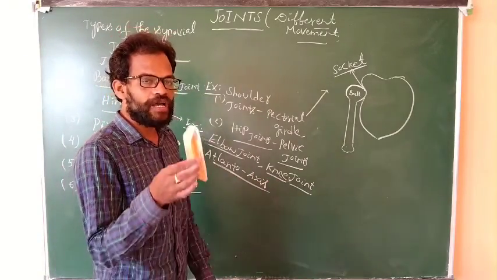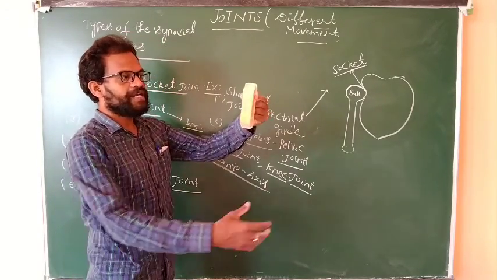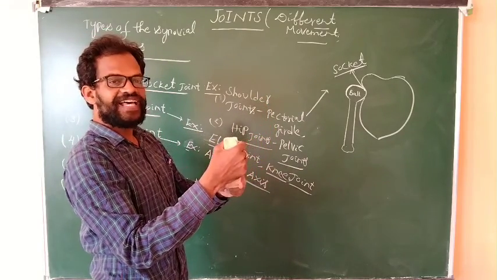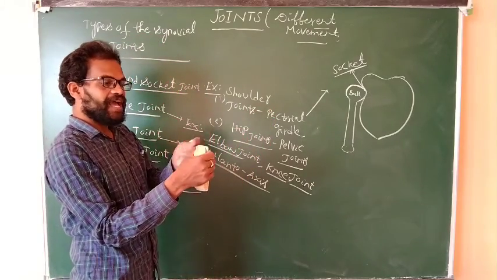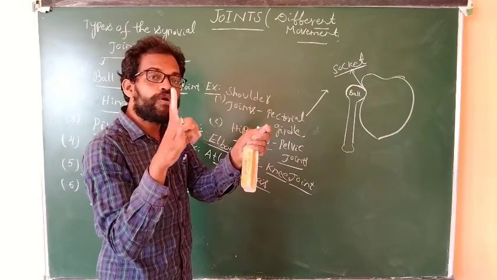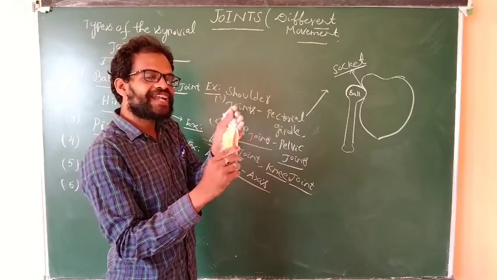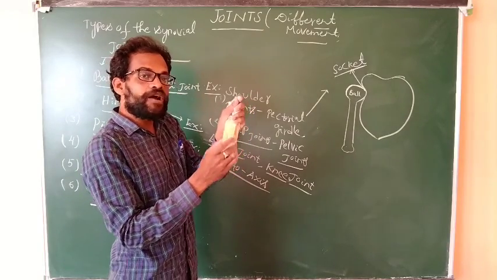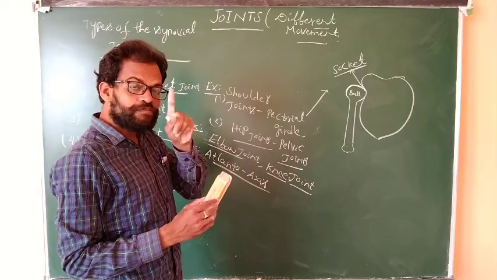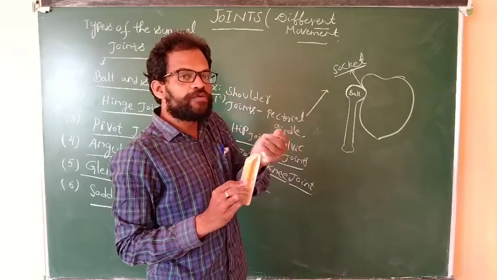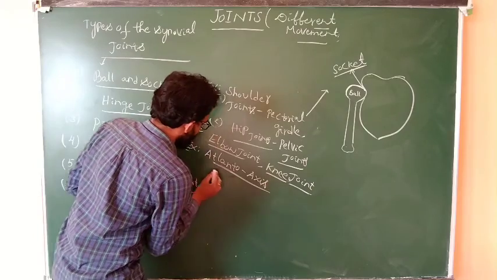Atlanto means the first part of the vertebral column. It is the axis. The first bone of the vertebral column is known as the Atlas bone. Atlanto-axis is the joint between the Atlas and the axis of the vertebral column. It is a rotatory movement, a slight movement. Pivot joint: Atlanto-axis.